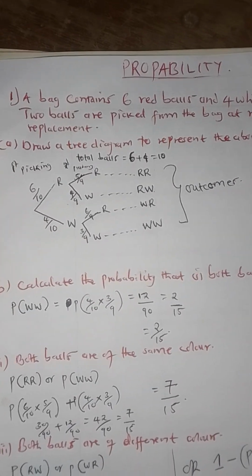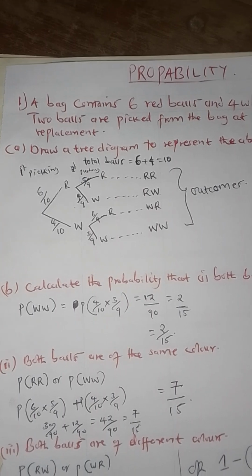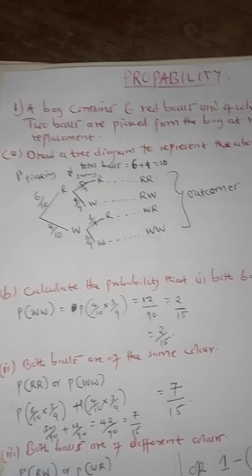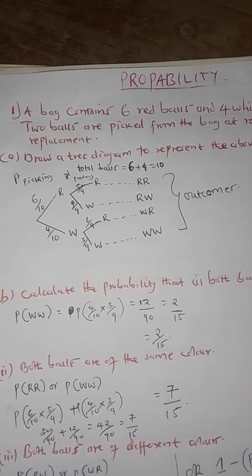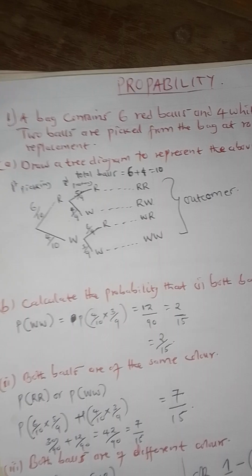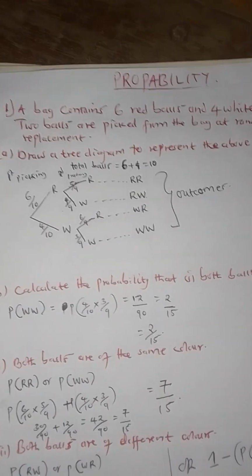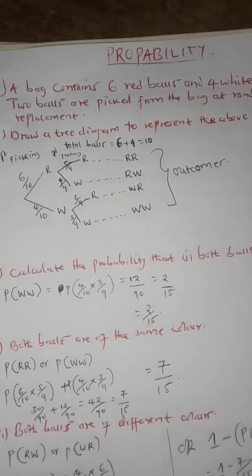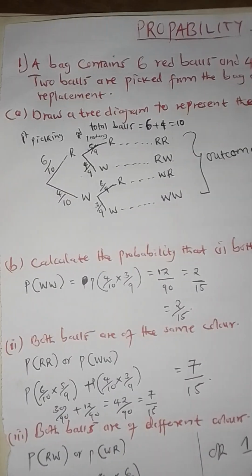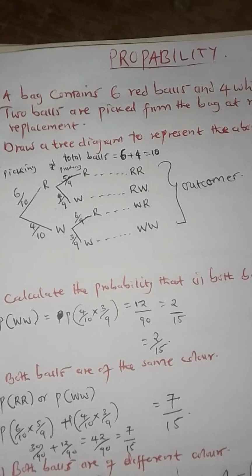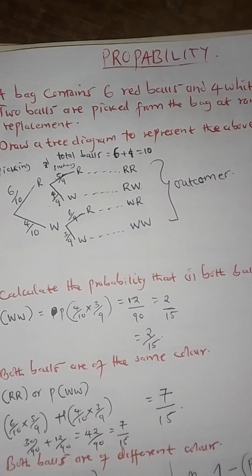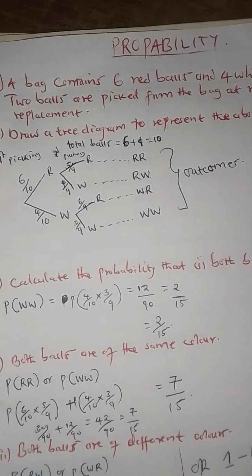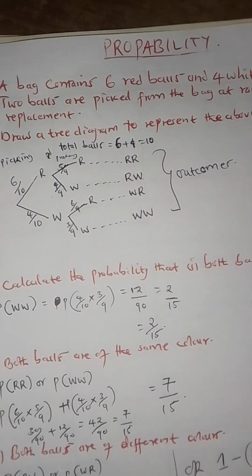Therefore, in the first picking, the probability of picking the red balls is the number of red balls in that bag over the total number of balls. The number of red balls is 6 over the total 10. So the probability of picking the red balls in the first picking is 6 over 10. Then we have 4 white balls in that bag, and the total number of balls is 10. Therefore, the probability of picking the white balls is 4 over 10.